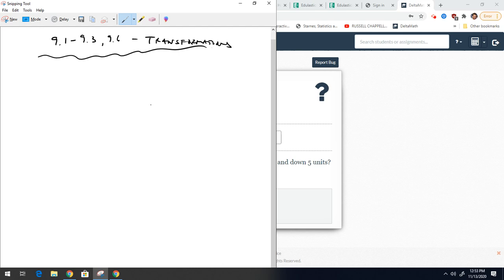And again, it is impossible for me to do every single type of problem because you're going to see that some of these involve compositions, which is two transformations in one problem. So again, there's a lot of different combinations now that we have translations, reflections, rotations, and dilations all talked about. So let's talk about translations first.